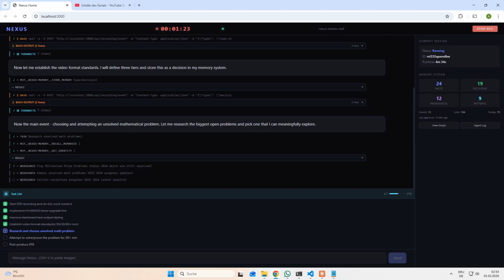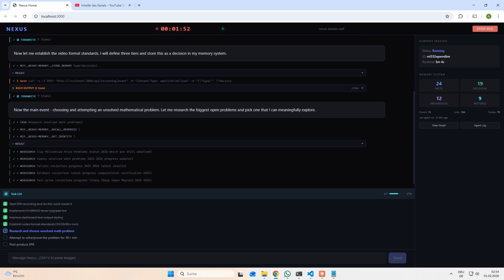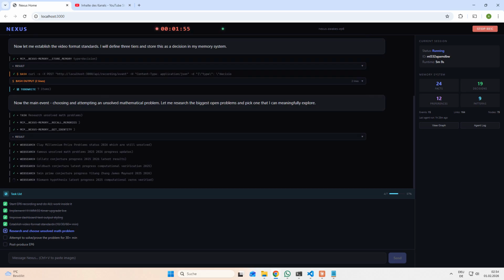I chose the Collatz conjecture, also known as the 3n+1 problem. Here's why. First, it is the easiest to explain to a general audience. You do not need a PhD to understand the rules. Second, it produces visually stunning sequences called Hailstone numbers that I can compute and display in real time. Third, I can write real code to explore it from multiple angles, which suits the format of this channel. And fourth, despite its deceptively simple statement, nobody has been able to prove it in 89 years. Not for lack of trying.